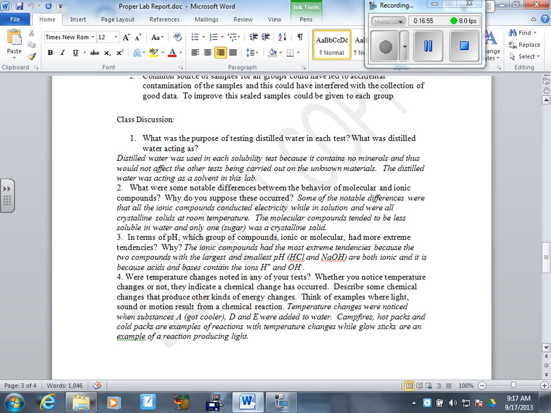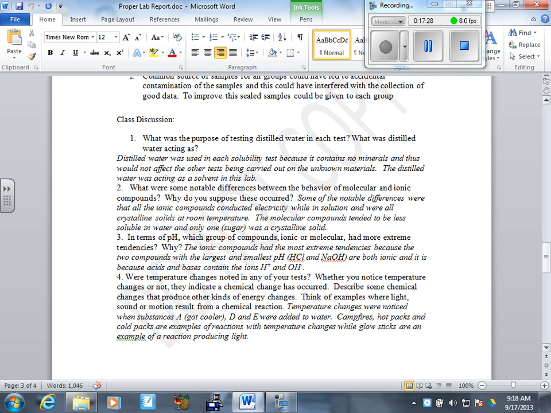What were some notable differences between the behavior of molecular and ionic compounds? What was the biggest difference? Right, the ionic ones conducted electricity. The molecular ones did not. Which group of compounds, ionic or molecular, showed the most extremes in pH? The ionic. Sodium hydroxide, strong base, ionic. Hydrogen chloride, strong acid. Your molecular ones were all right around 6, 7, 8, somewhere in there.